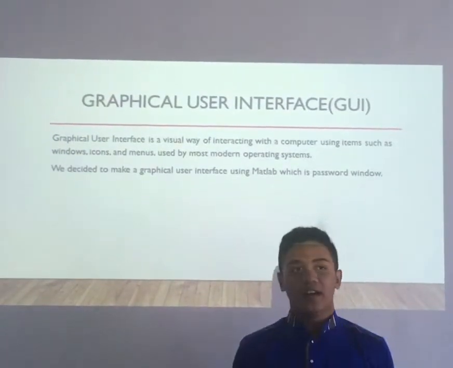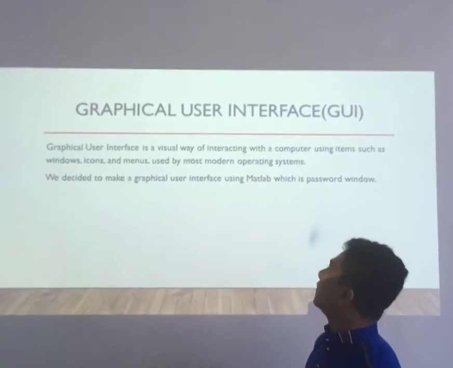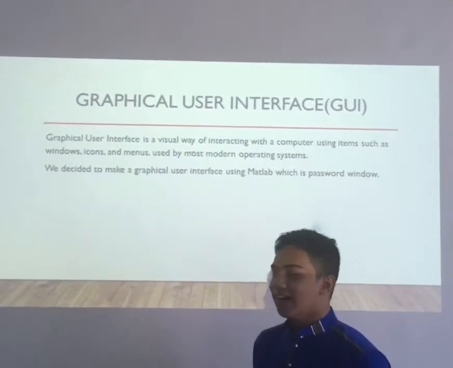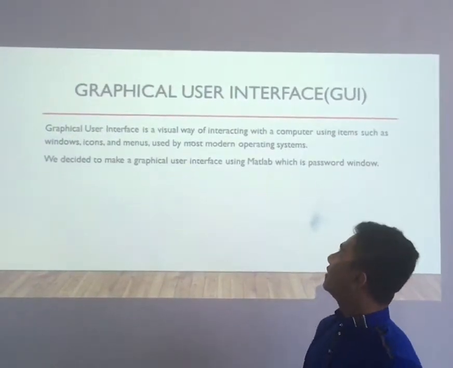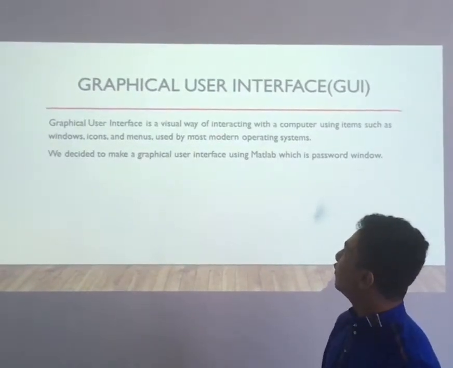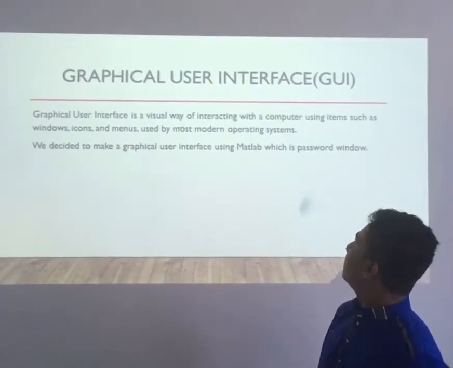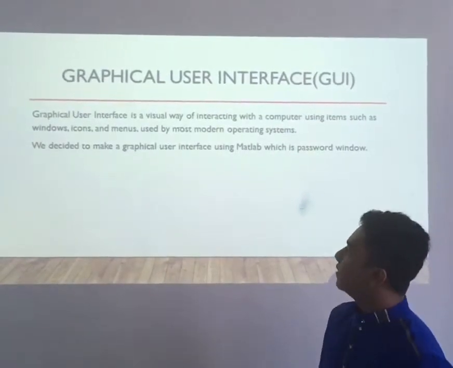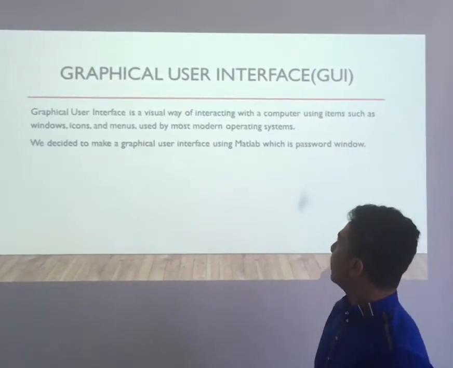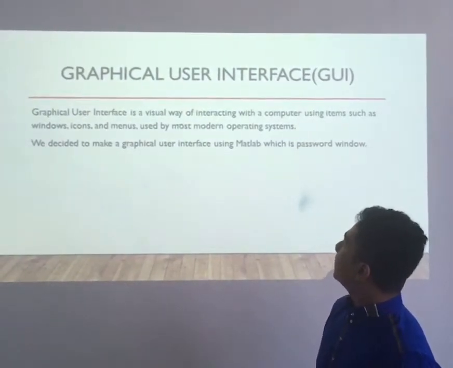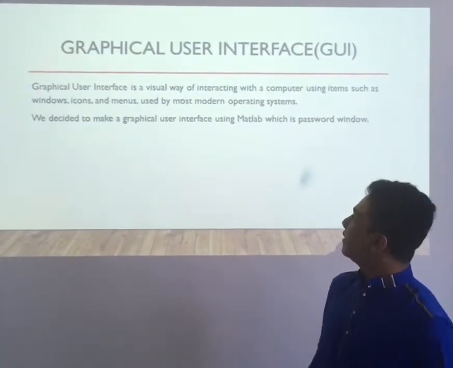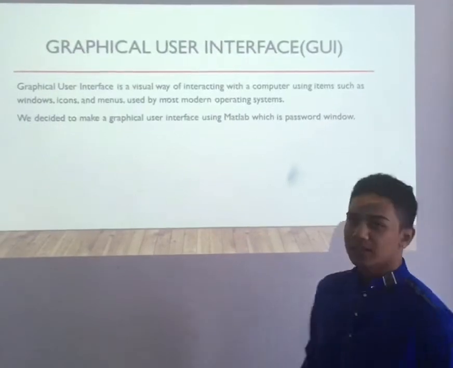So today, our group will present about the graphical user interface, GUI, and Simulink. I would like to briefly introduce the GUI. A graphical user interface is a visual way of interacting with a computer using items such as windows, icons, and menus. It is used by most modern operating systems, and we decided to make a graphical user interface using MATLAB, which is the password window.